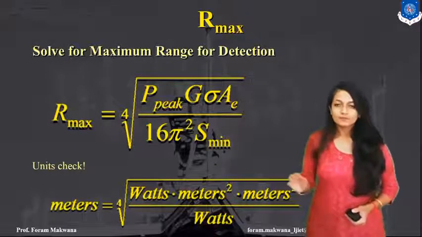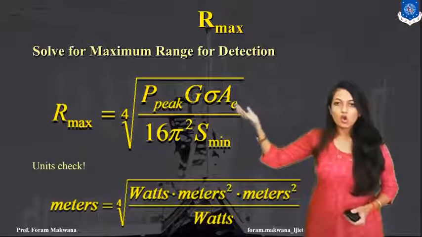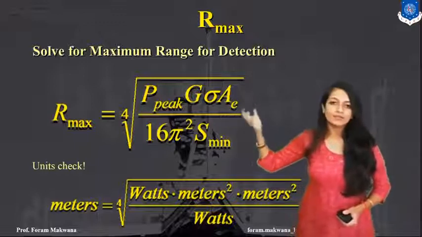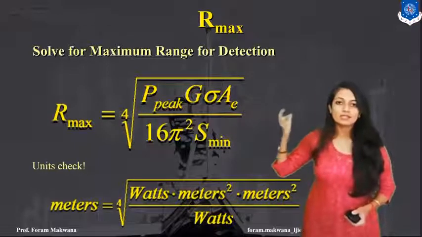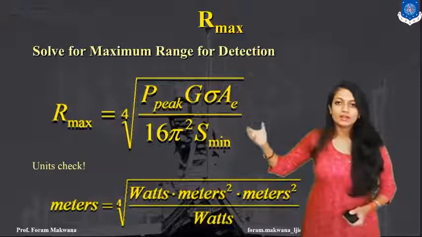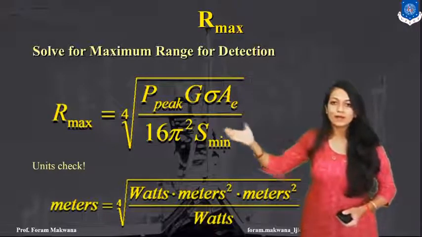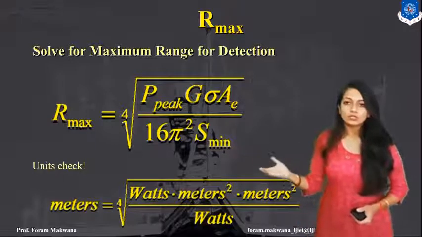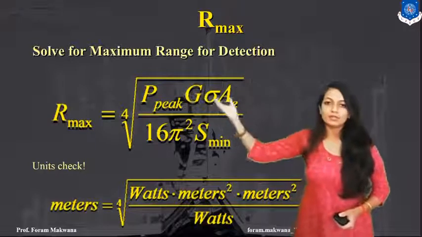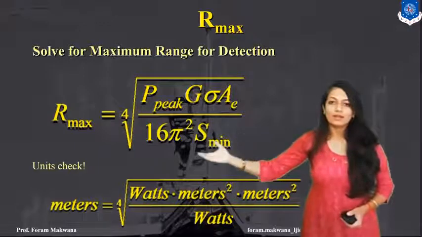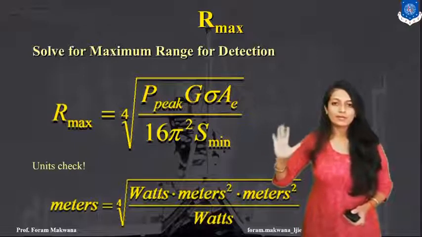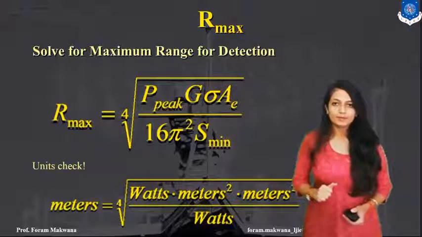So this is the equation of maximum radar range that can be asked in the examination: derive the equation for the maximum radar range. You need to write it up to this equation and include all these parameters, 1, 2, 3, 4, and 5. In total it depends on 5 parameters.